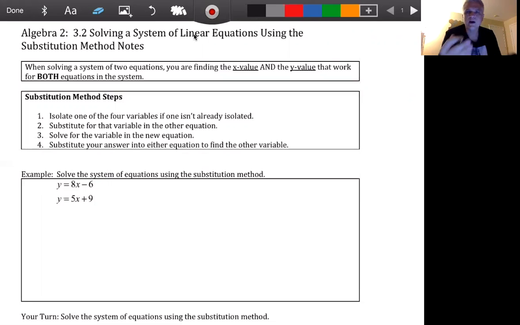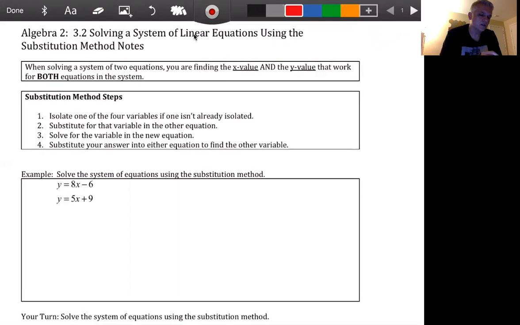Remember that when you find a solution, it's a point on a graph. So you're going to have to find both an x and a y value. So your solution is going to be x comma y, like 5 comma -2 or 3 comma 0. Okay? You're going to have to find an xy coordinate pair. Okay, and it will have to work in both equations if we have two equations in our system.